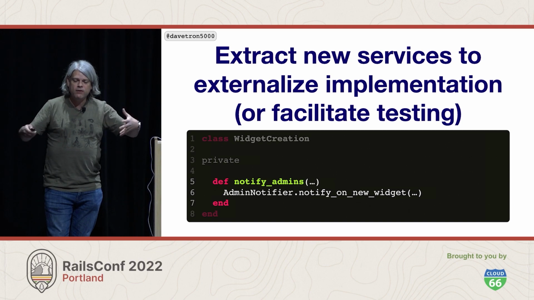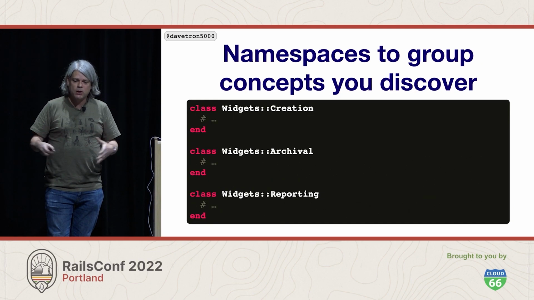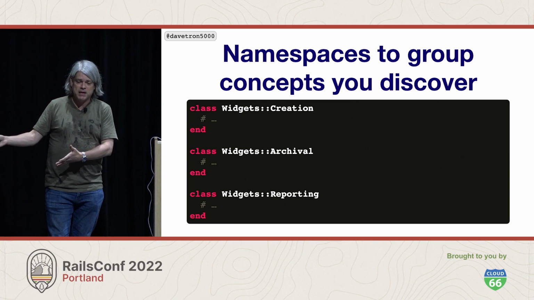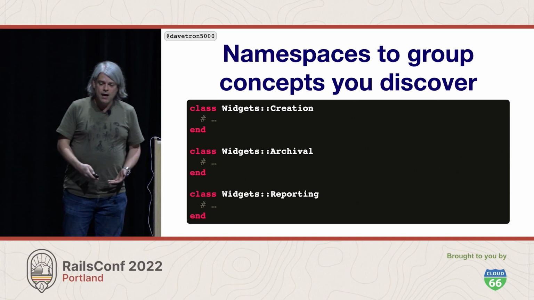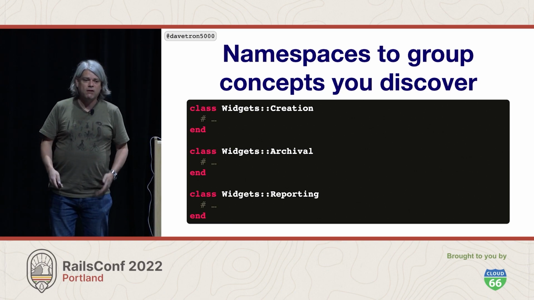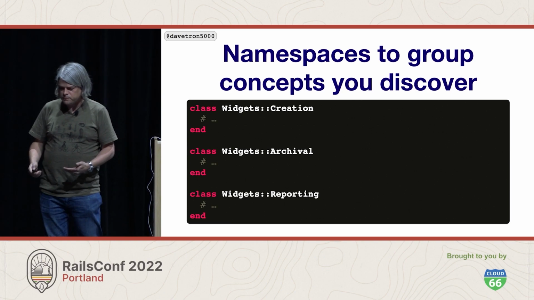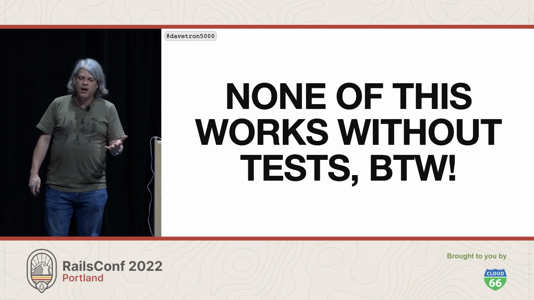And then when you get a lot of them that seem like there's a bunch of services around a sort of shared theme, you can make a namespace and throw them in there. So this helps with naming and organization, and concepts that you discover, not concepts that you imagine in advance, right? Implied, you have to do tests.